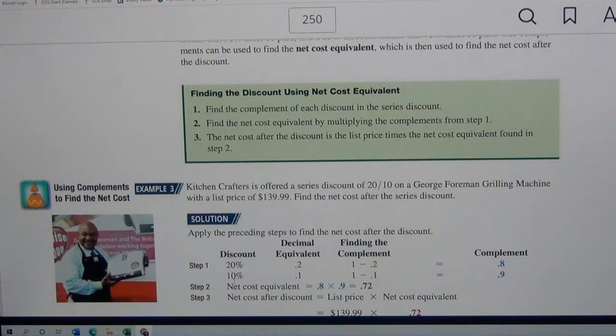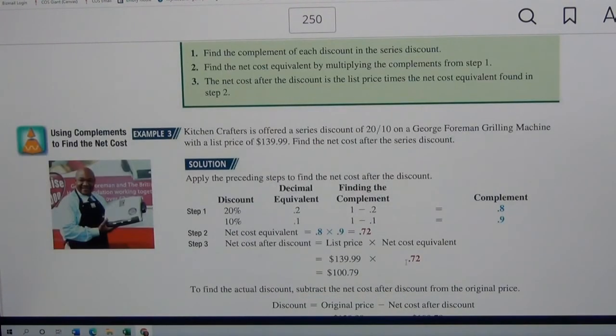Then we're going to figure out what the series discount is on the second term, and that's 10%, so that's 0.1. Well, the complement is 0.9. Now, we could actually figure out what the bottom line complement is going to be by simply multiplying these numbers together. So 0.8 times 0.9, well, if you know what 8 times 9 is, which you should by now, that's 72. So 0.8 times 0.9 is actually 0.72. So if we take the 139.99 and multiply it by 0.72, we'll get the 100.79.